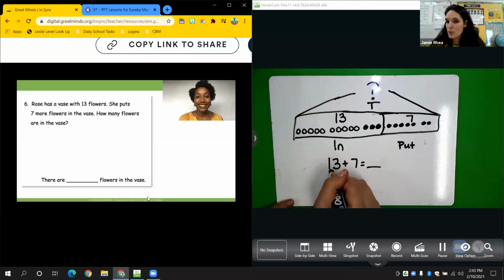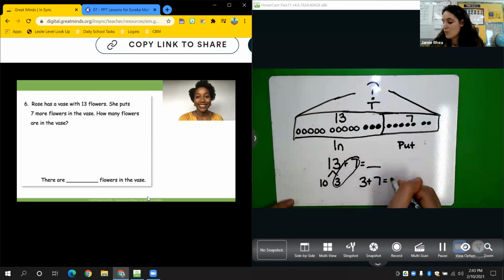Let's go ahead and break this apart. 10 and 3. We're going to add our ones, 3 and 7. 3 plus 7 equals 10. But I'm not done. Now I need to add my other 10. 10 plus 10 equals 20.